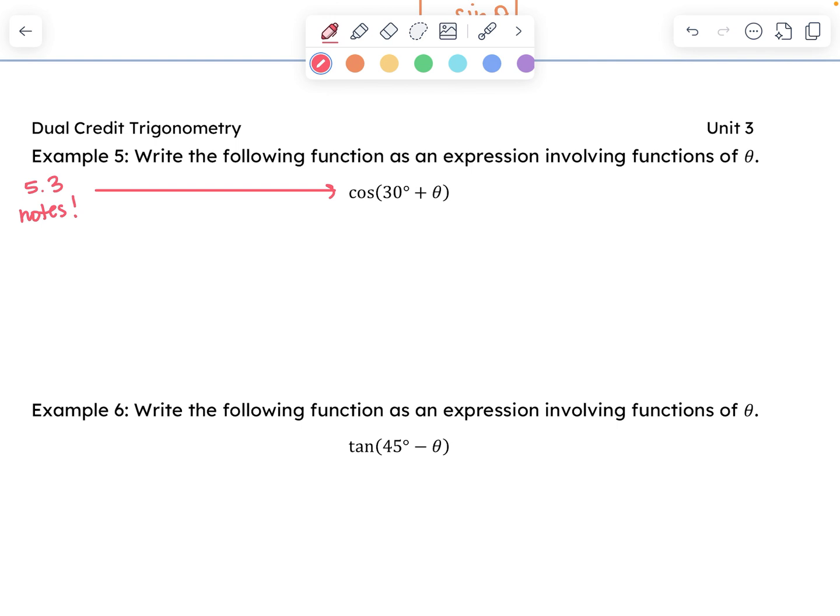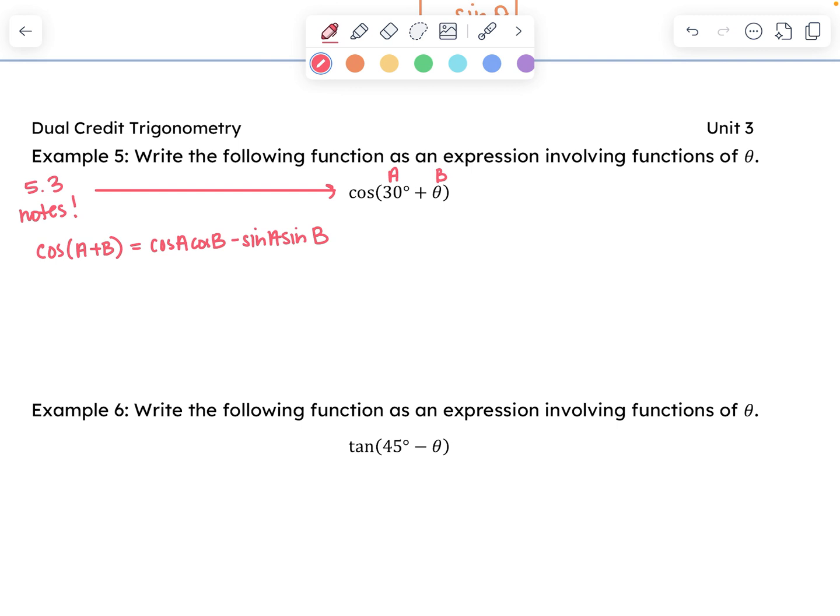So my formula for this is if I have the cosine of A plus B, that's going to equal the cosine of A, cosine of B, minus the sine of A, sine of B. So here I would say A is 30, B is theta, and I'm going to plug it into that identity. So make sure you're paying attention to sine versus cosine versus tangent and using your correct identities. I know I've said it multiple times, but it's really, really important that you memorize your identities.